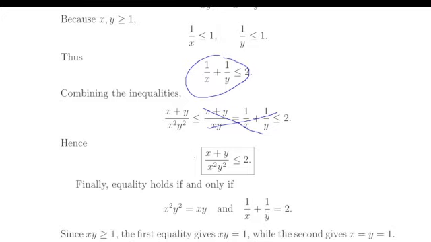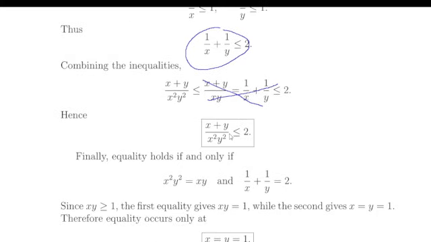So if I add these two inequalities, I get that 1/x + 1/y is less than or equal to 2. So combine the inequalities. I started off with (x + y)/(x² y²) is less than or equal to (x + y)/(xy), which we said is equal to 1/x + 1/y. And over here, we said that's less than or equal to 2. So therefore, we could just ignore the stuff in the middle and say that (x + y)/(x² y²) is less than or equal to 2.